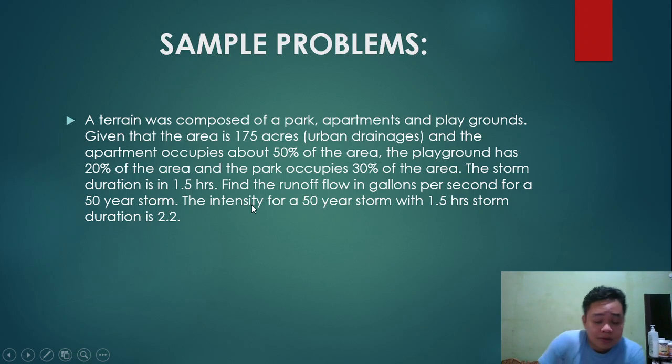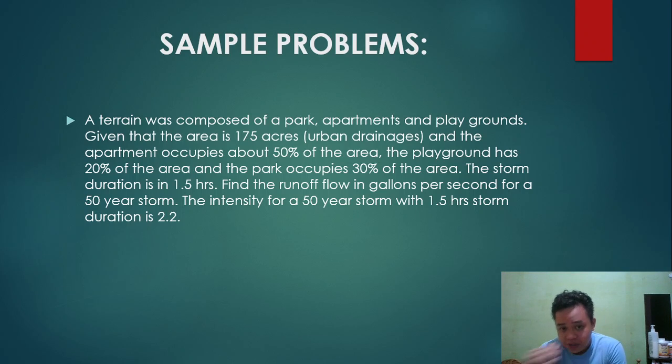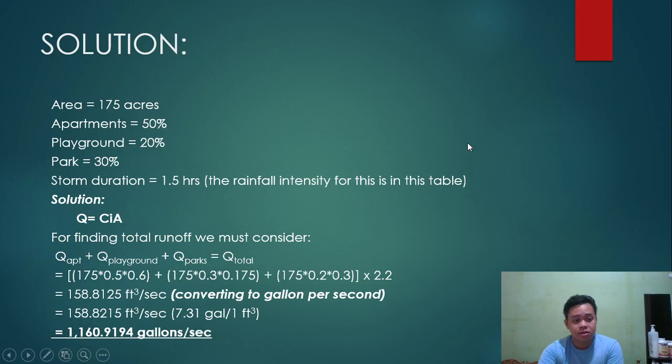So now the area is given, but we must consider the peak flow from the park, apartments, and playgrounds. So the solution: since we have the area of 175 acres, the apartment is 50%, playground 20%, and the park is 30%. And also the storm duration is 1.5 hours.